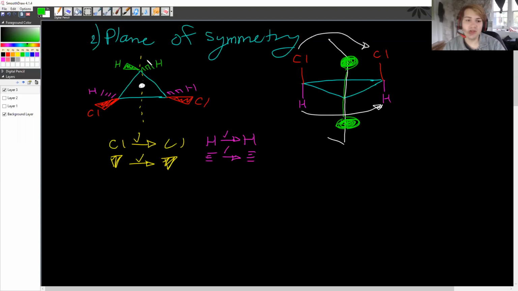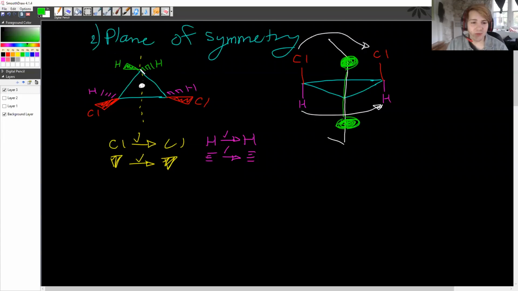And so what I want you to be aware of is that when you cut through a bond like this, when you cut through a single atom, we're really mapping the left half of an atom to the right half of the atom. And so this is why this molecule is still symmetrical, even though if we do the bond wedge analysis, it looks like it shouldn't be. Does that make sense? Okay.